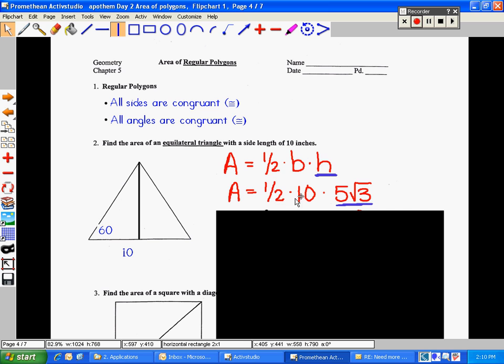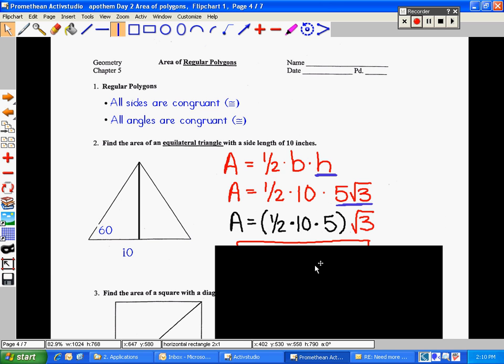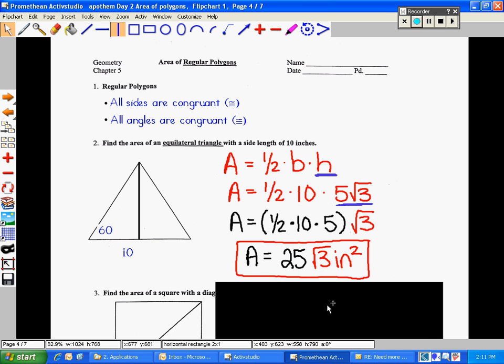Now I take all the numbers that are outside of the radical and multiply them together. 1/2 times 10 times 5 times radical 3. My final answer for this problem is 25√3 inches squared.